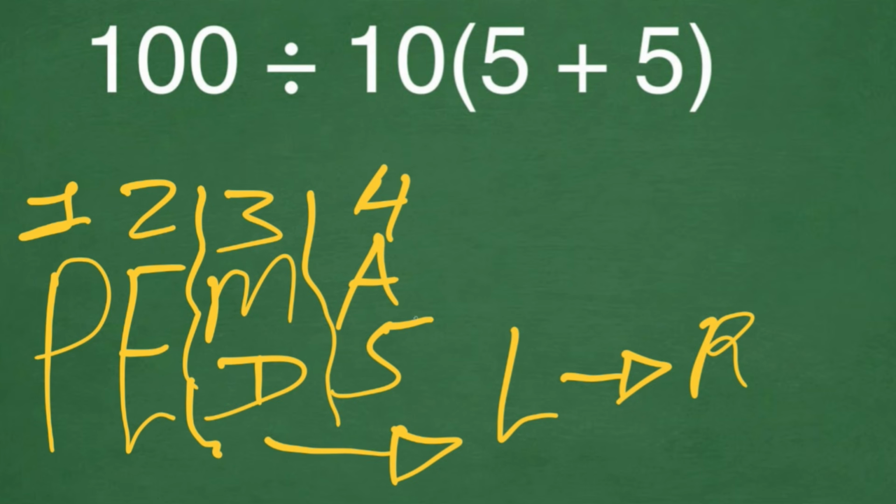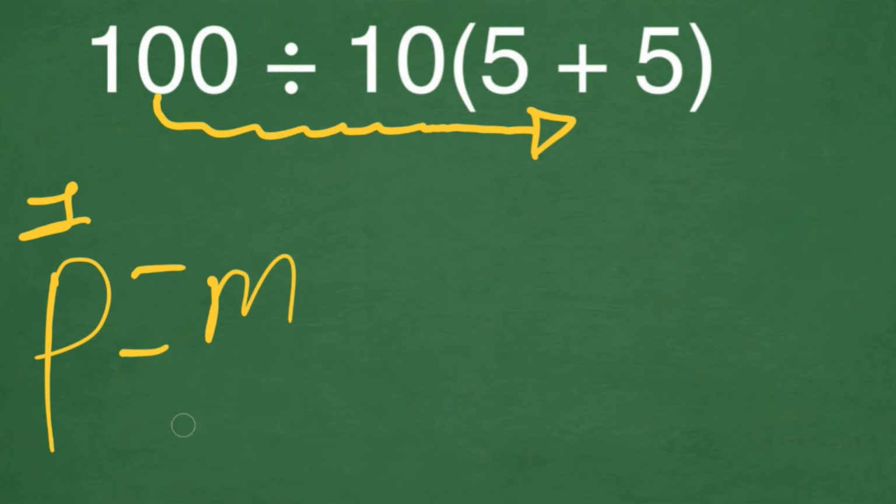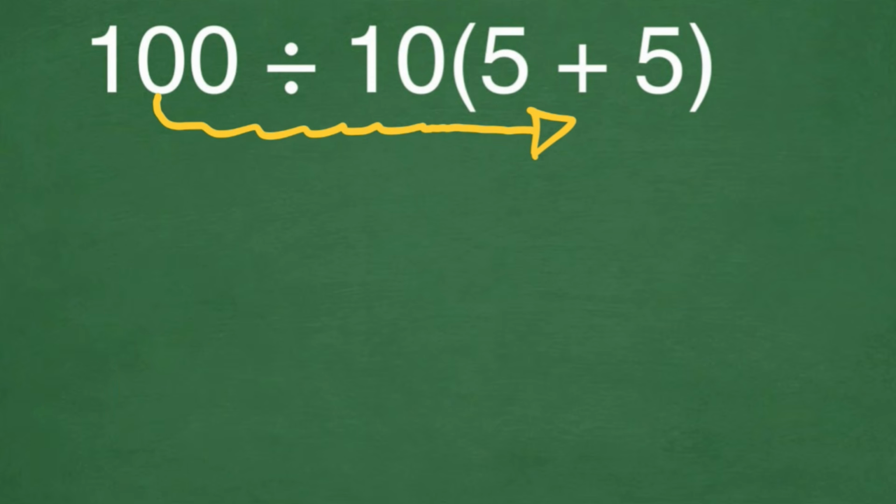So since multiplication and division have equal priority, we are going to solve the equation from left to right, starting from 100, and we are going to divide and multiply that way. So that is the right sequence to follow, and multiplication and division have equal priority. So here we are going to solve the problem correctly.